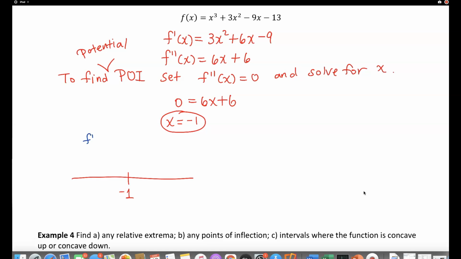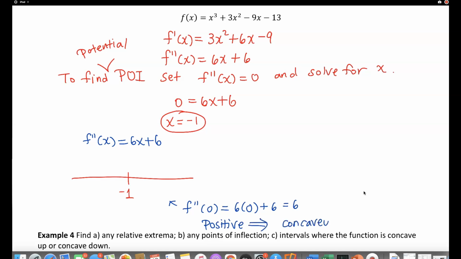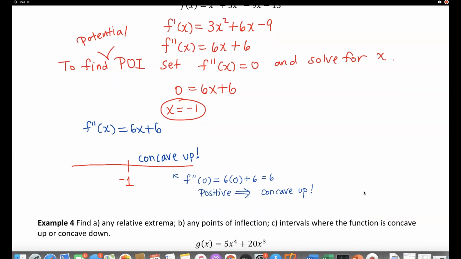So the second derivative is 6x plus 6. You plug in a number that is bigger than negative 1 into the second derivative. I'll pick 0 because 0 is bigger than negative 1. If I plug in 0, I get that the second derivative is positive, which means the graph is concave up. So I'll say this is concave up to the right of negative 1. I do want to see concave down for the other interval. So are you ready? Let's plug in something else then.